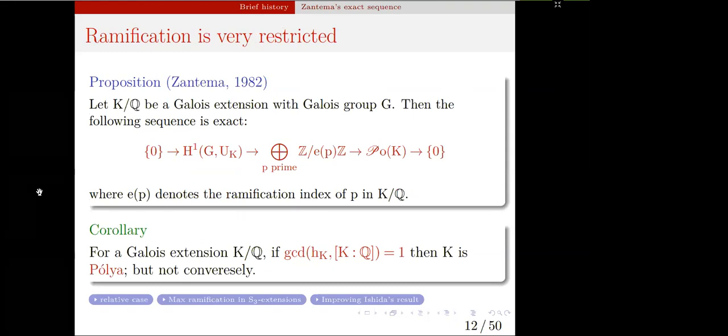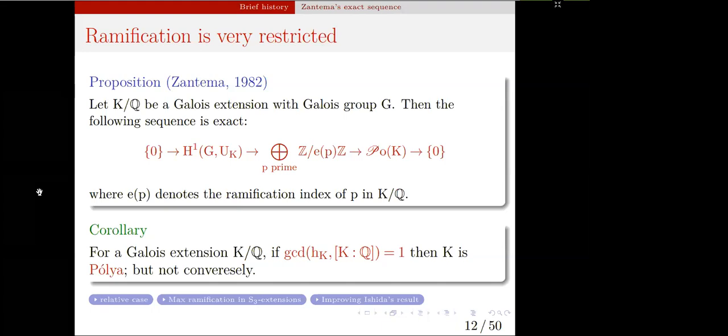And this is, as I said, an important and powerful tool for studying Pólya groups. And as a corollary, as you see, if the class number of K and the extension degree of K over Q are coprime, then K is a Pólya field, but not conversely.